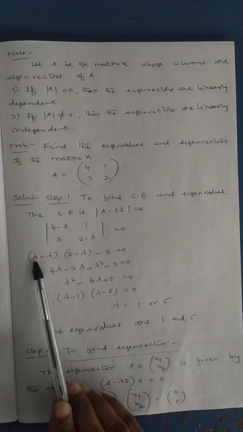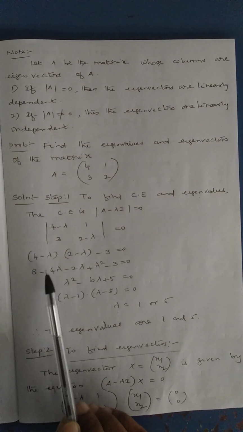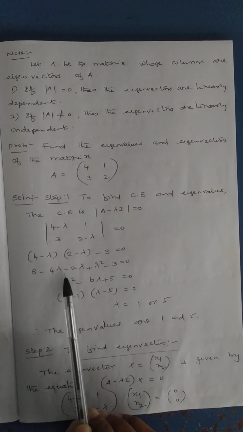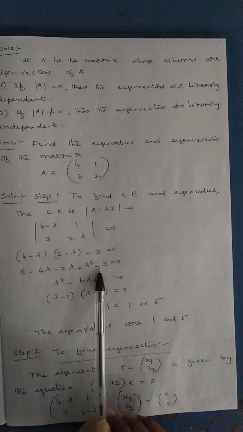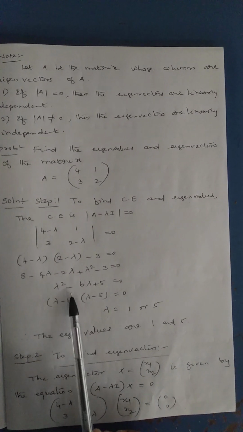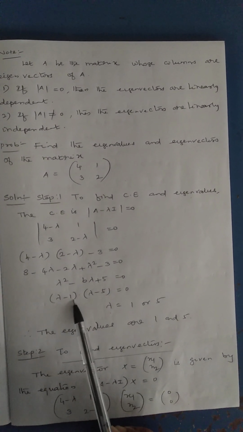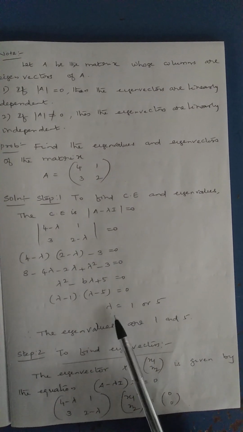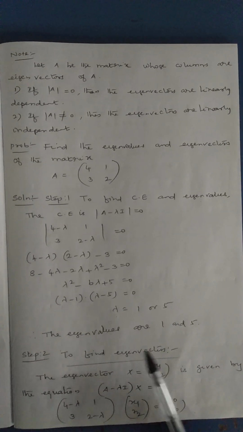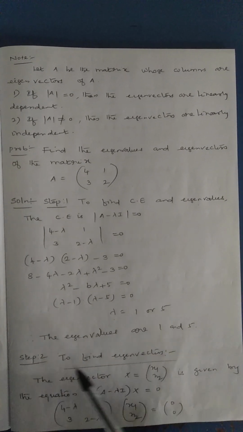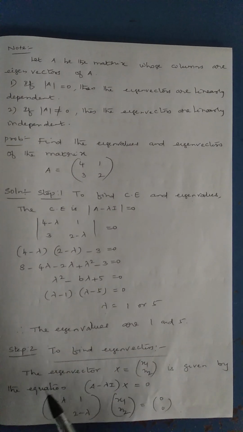So multiply the values. 4 into 2, 8. 4 into minus lambda, minus 4 lambda. Minus lambda into 2, minus 2 lambda, minus lambda into minus lambda, lambda square, minus 3 equals 0. Adjust the values: lambda square minus 6 lambda plus 5 equals 0. So lambda minus 1, lambda minus 5 equals 0. So lambda equals 1 and 5. The eigenvalues are 1 and 5. Step 2.